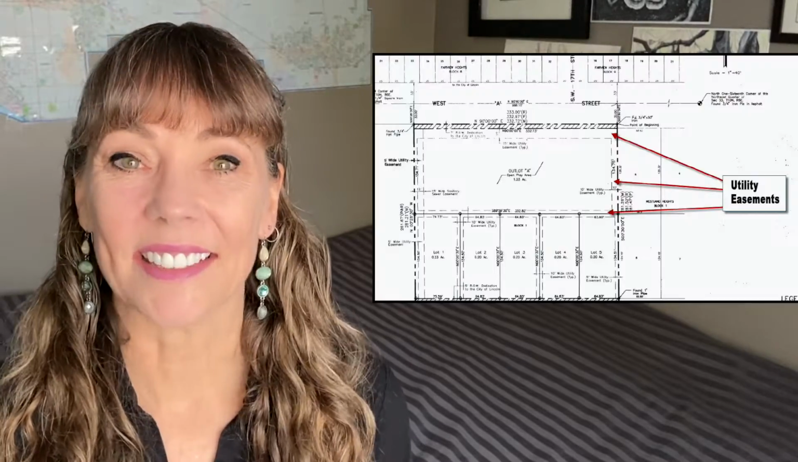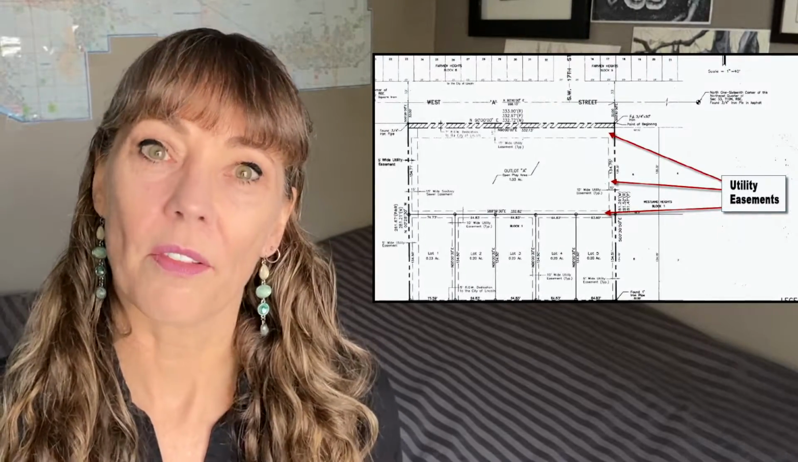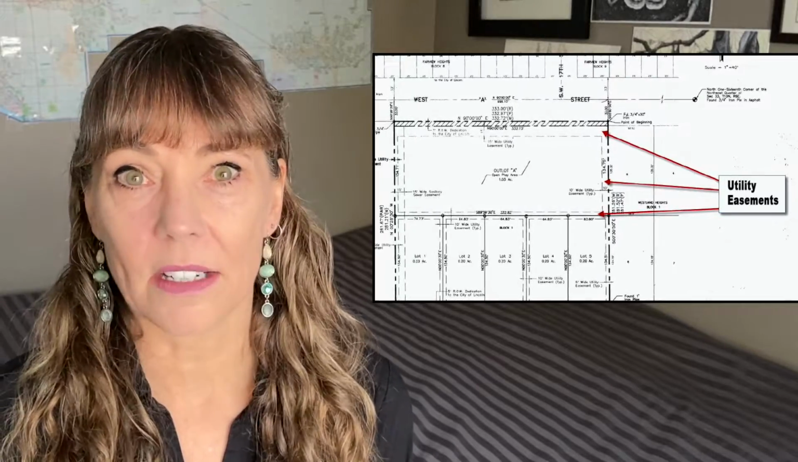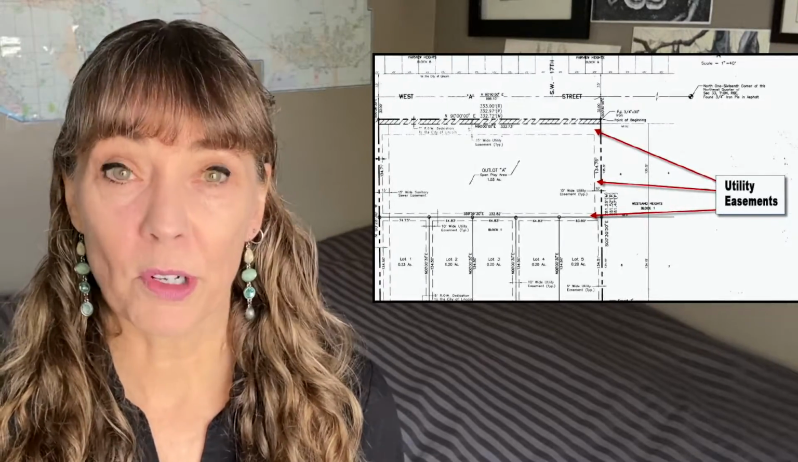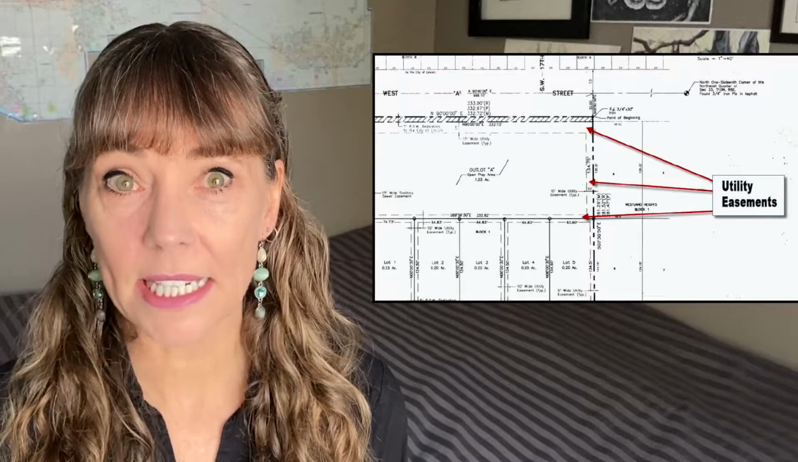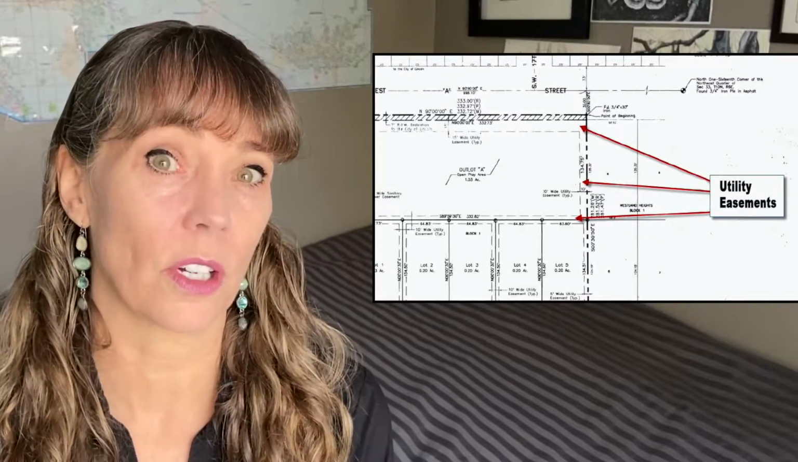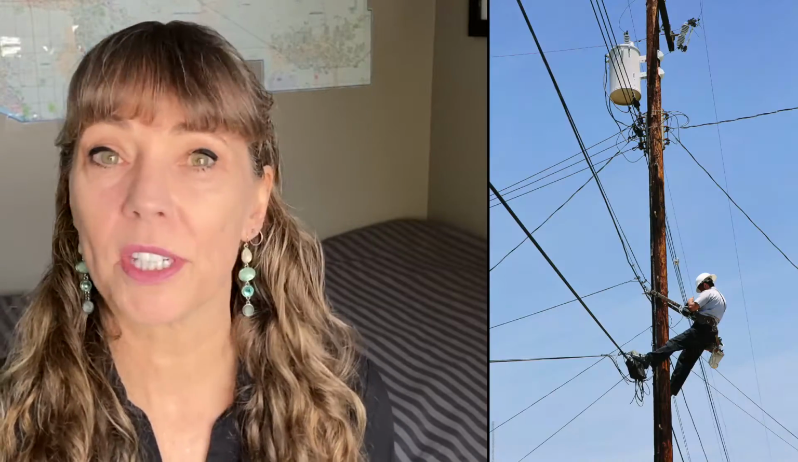E is for easement. An easement is a legal situation where the rights and ownership of the land stay with the owner, but another person or organization is granted the right to use the space for a specific purpose. For example, a utility company that needs access to a telephone pole.